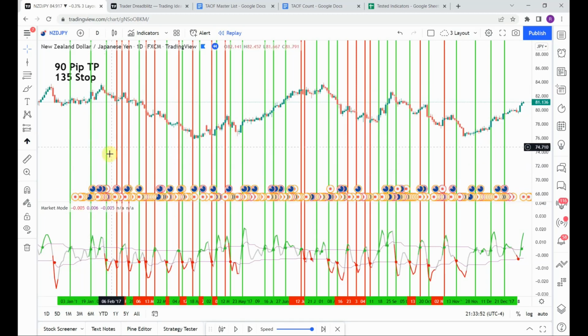So we have 42 trades altogether, and 25 of them were winners.